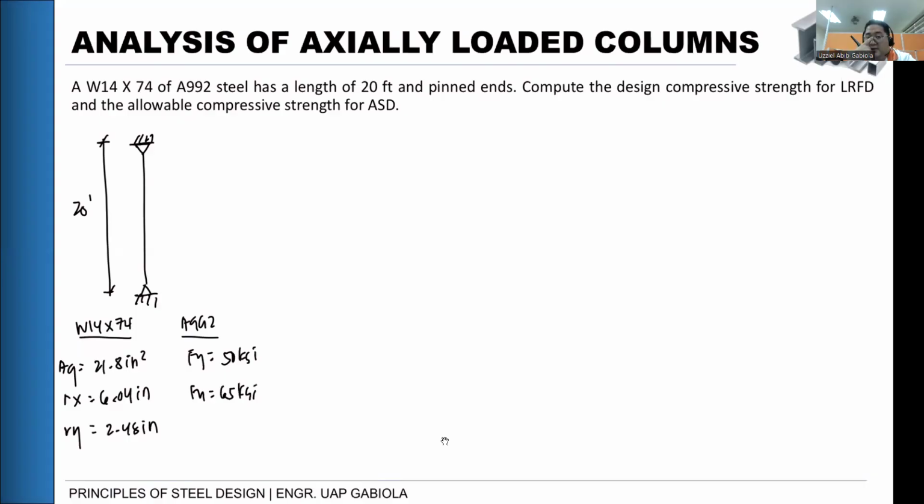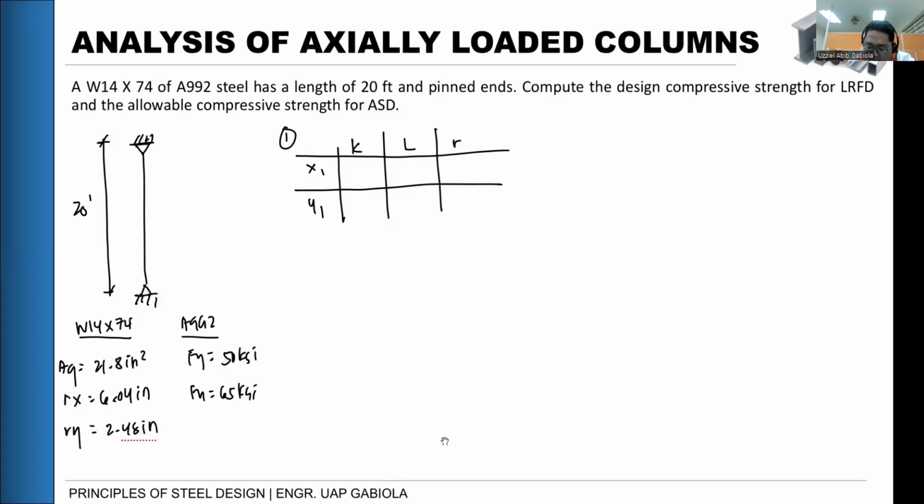Okay? So, pinapanap lang ulit yung design capacity natin. So, same procedure lang as we did earlier. Okay? First condition is to calculate for KL over r. Pero since both axes are the same, pwedeng isang calculation lang tayo. Ibig sabihin, bali dalawa kasi iba yung rx tsaka ry ng isa, no? So, pero isang segment lang tayo, ibig sabihin. Okay? So, meron tayong x1 and y1. Okay? So, ito yung K, ito yung L, ito yung r, and then this is our KL over r.